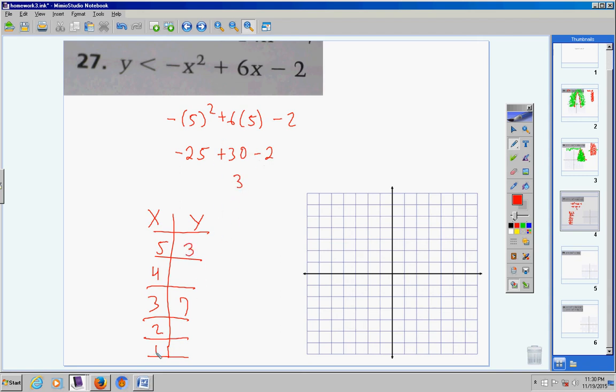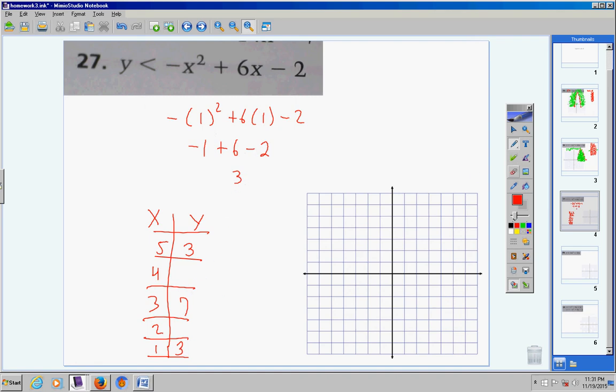Now let's check out negative 1, and we should get a 3 right here. Excuse me, not negative 1. Let's check out positive 1, and we should get out a 3. So negative parentheses 1 squared, positive 6 parentheses 1, negative 2. 1 times 1 is 1. Bring down the negative sign, negative 1. Positive 6, negative 2. Combine those numbers, and you will get 3.